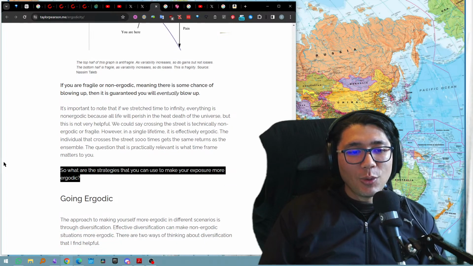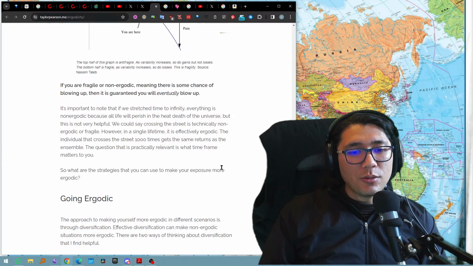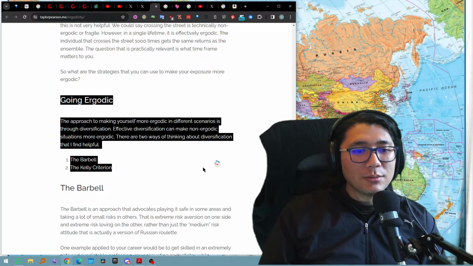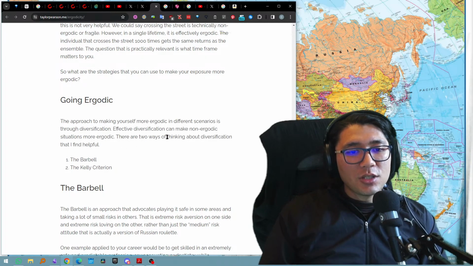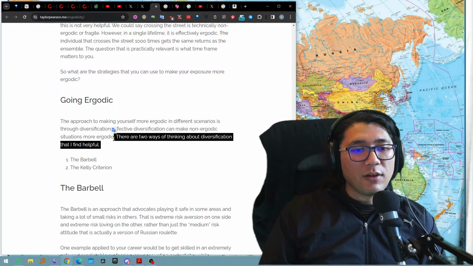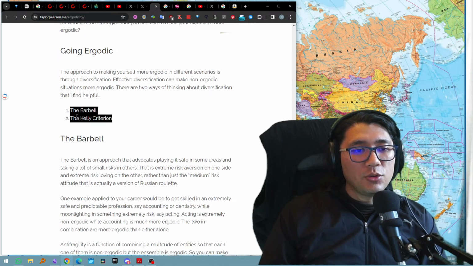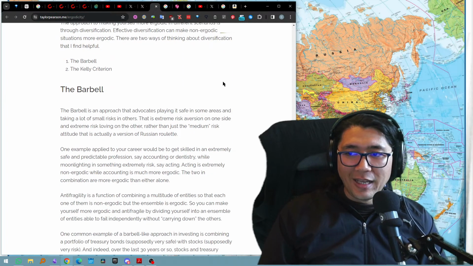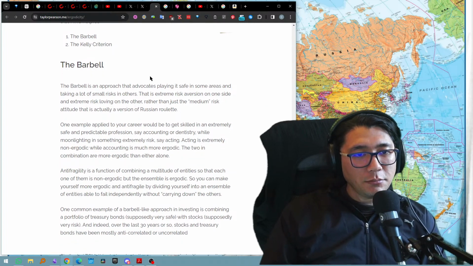Interesting. So what are the strategies that you can use to make your exposure more ergodic? Going ergodic. The approach of making yourself more ergodic in different scenarios is through diversification. Effective diversification can make non-ergodic situations more ergodic. There are two ways of thinking about diversification that I find helpful: 1. The barbell. 2. The equilibrium. These are very classic examples, by the way.